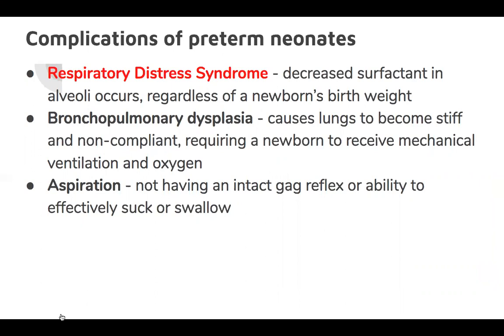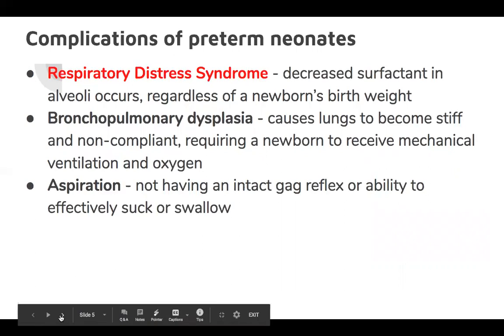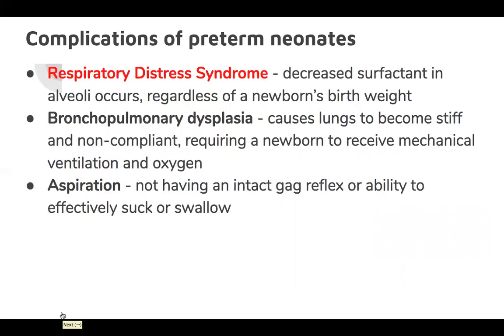Bronchopulmonary dysplasia, which is a stiffening or hardening of those newborn lungs, and this newborn needs to be intubated. And aspiration, not having that mature gag reflex, that's sucking and swallowing. Remember we talked about that. So that inability is going to put that newborn at high risk for aspiration, which can go into the lungs. And remember, these newborns have an increased risk for infection already. That sets the stage right there.